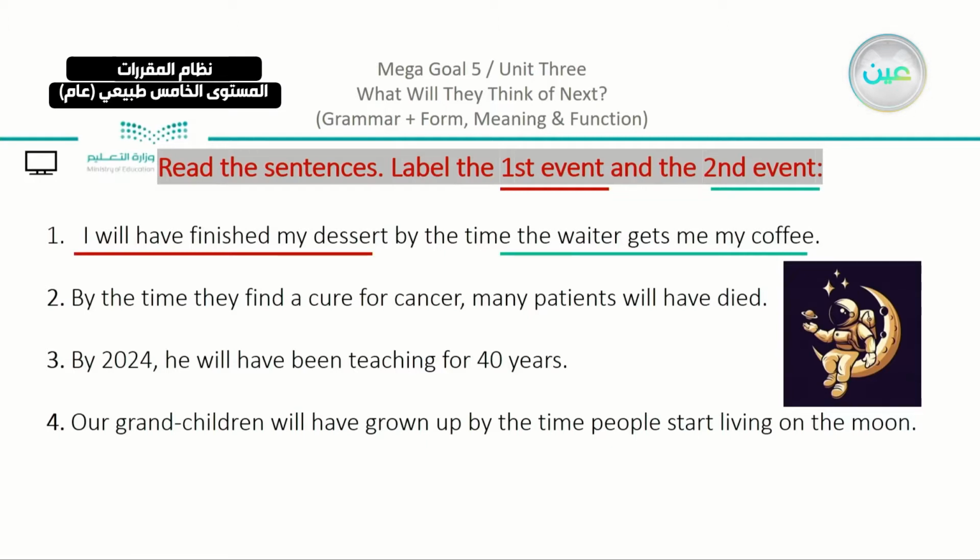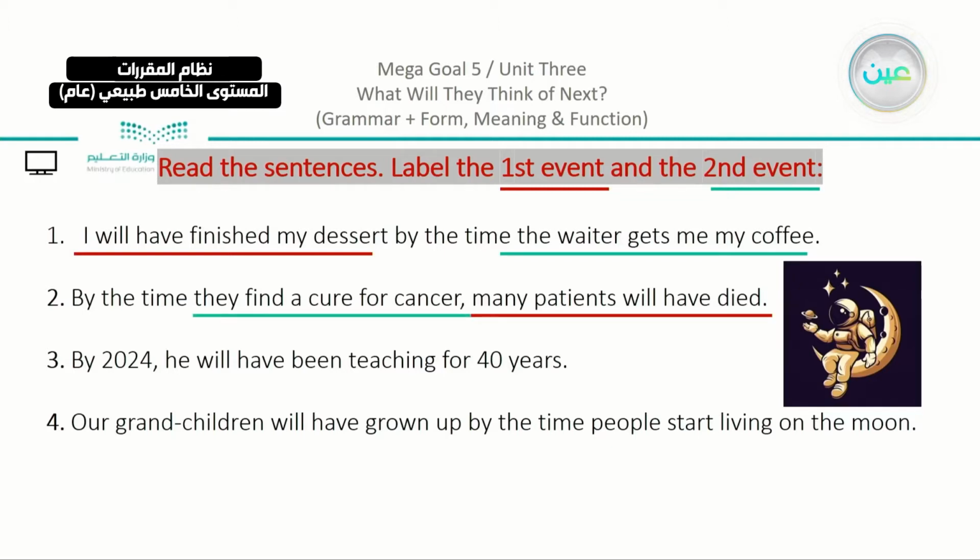The second one: by the time they find a cure for cancer, many patients will have died. So, what will happen first? The death of patients or finding the cure? So we can see that, first of all, yes, the patients, and then after that, the cure for cancer.